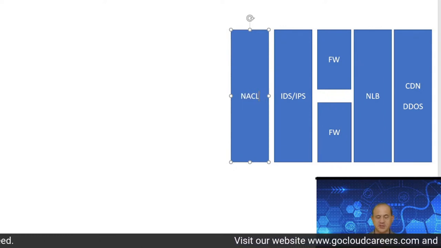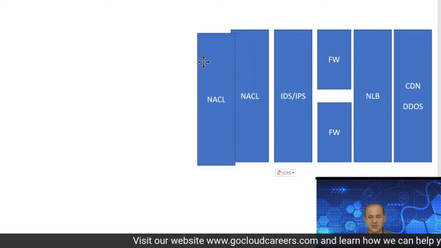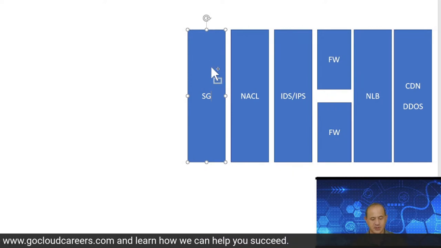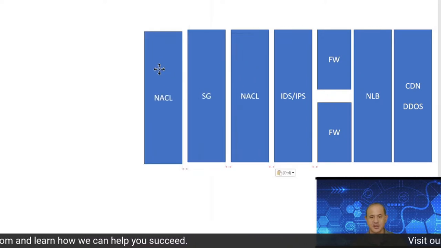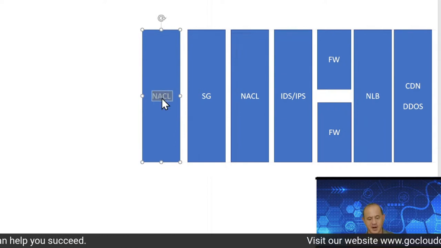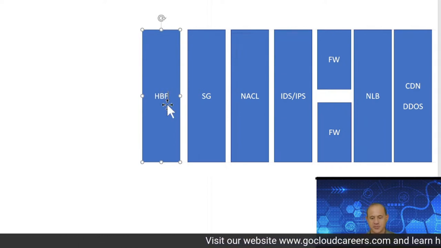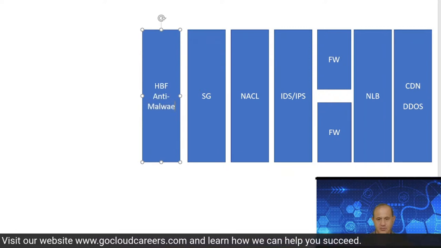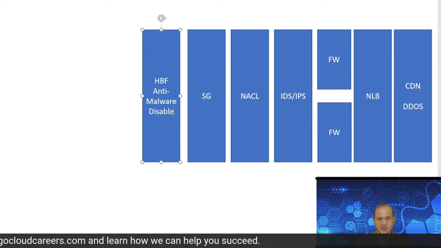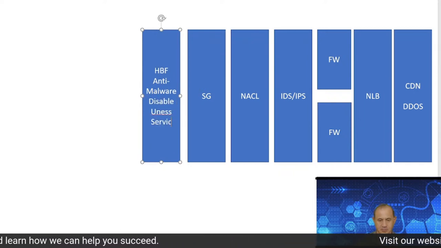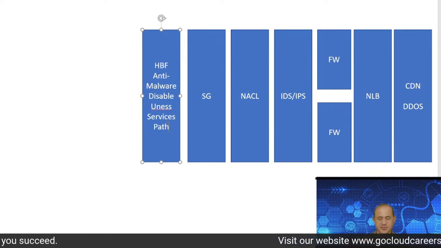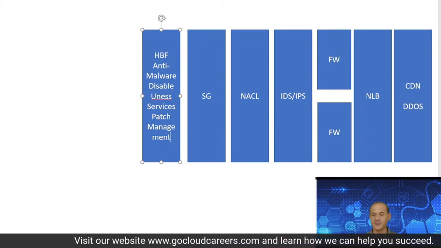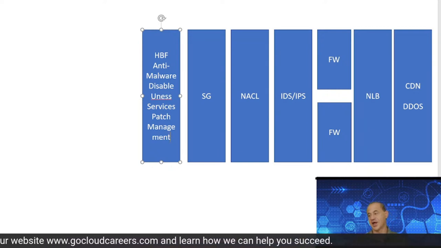And after we use the network access control lists, we're going to protect our servers by using security groups. What are we going to do after the servers? We've got to protect our servers, right? Well, what if we put another firewall on the servers, like a host-based firewall? Maybe we put some anti-malware protection here. Maybe we disable some unnecessary services. Maybe we do some patch management. So that's what we're trying to do over here to make it work. So now we're going to really lock down our servers.